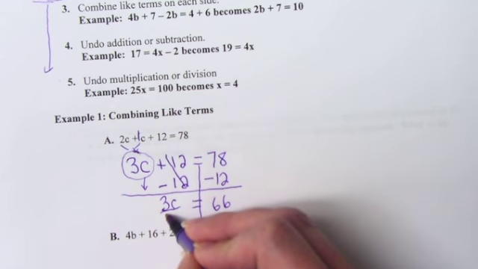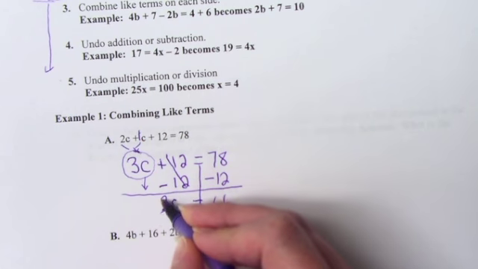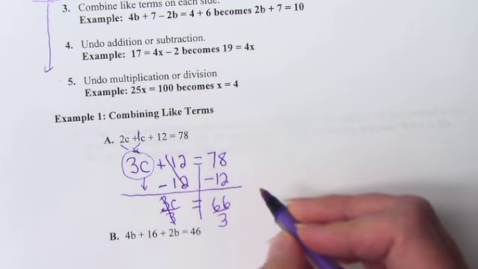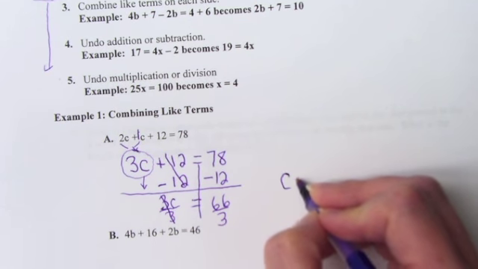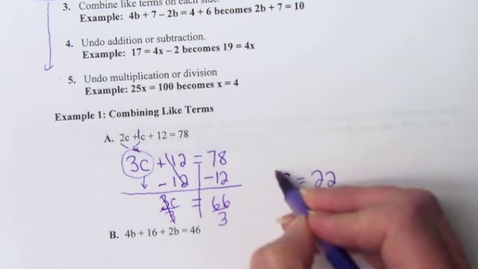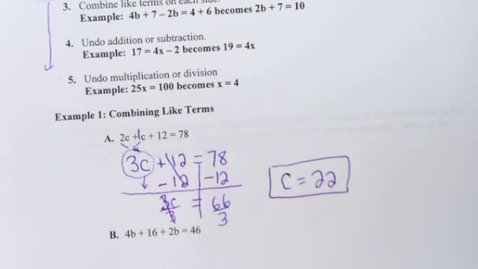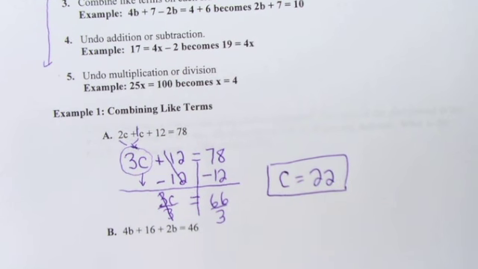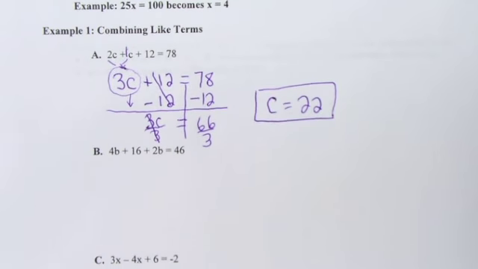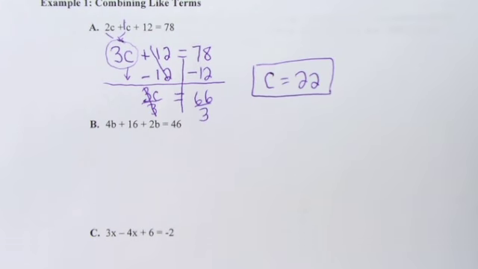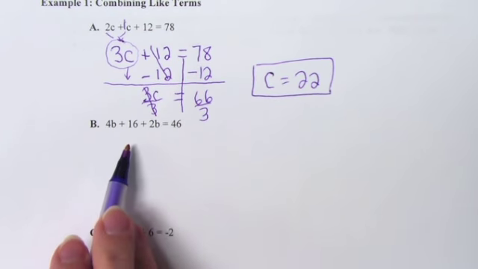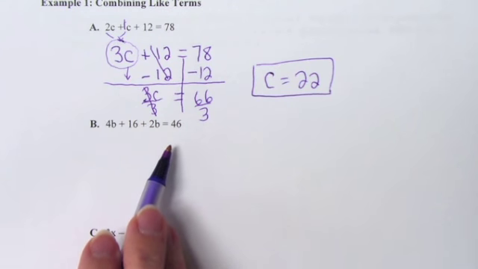And then we divide both sides by 3 to get the c by itself, and we get c equals 22. So c equals 22 in this equation. So really we've only added one more step from what we did yesterday. Now we just need to combine our like terms, and then everything else is exactly like what we did yesterday. Looking at letter B, we have 4b plus 16 plus 2b equals 46.